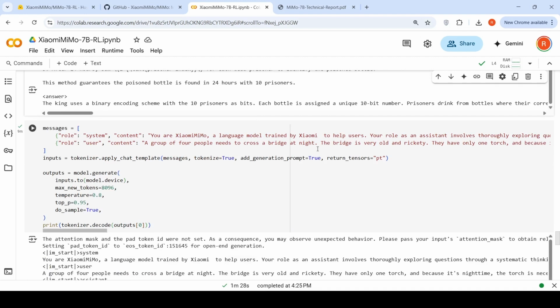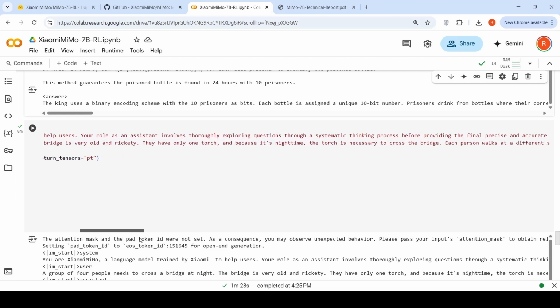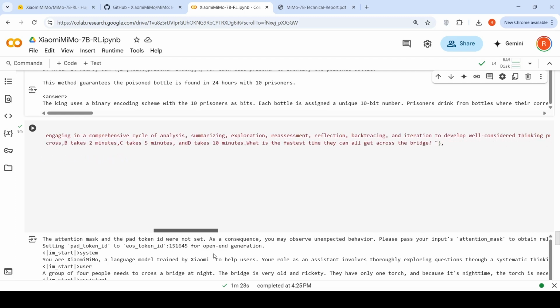A group of 4 people need to cross a bridge at night. The bridge is old and rickety. Each person has a different walking speed. They have one torch, and because it's nighttime, the torch is necessary. Each person takes a different time to cross. What is the fastest time? The fastest time is the slowest time among all persons, which is 10 minutes.